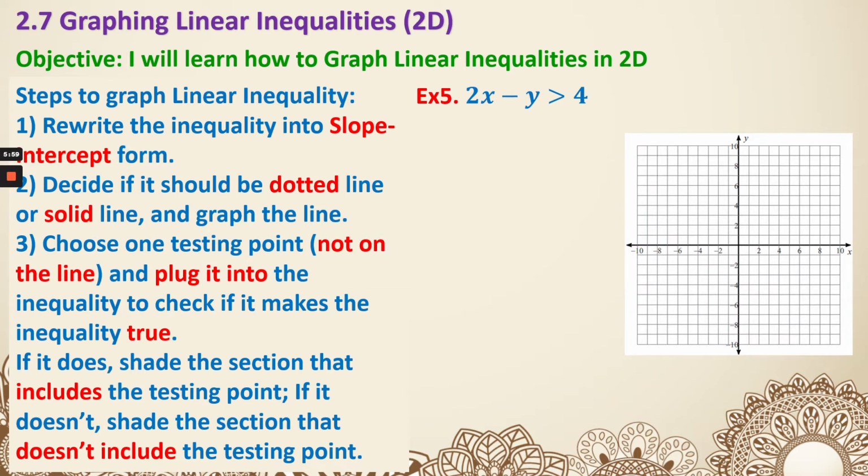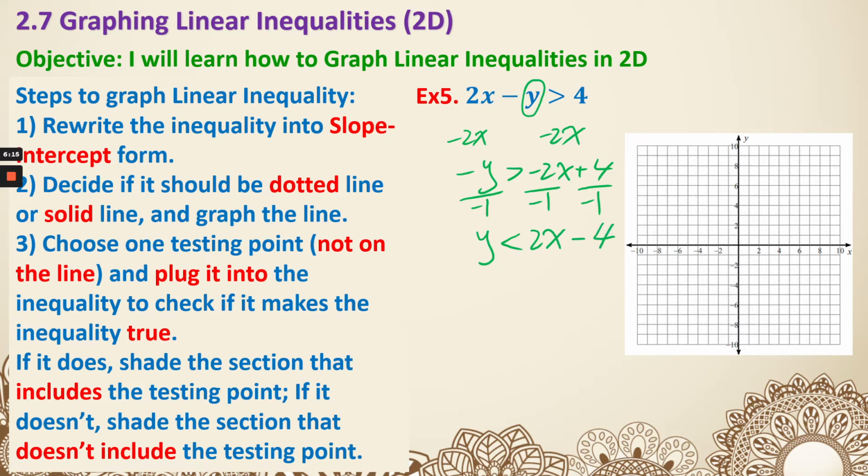Now, number 5. Solve for y, so subtract 2x on both sides. So negative y is greater than negative 2x plus 4. You're going to divide everything by a negative 1. So y is less than, that's negative 2x over negative 1, so 2x. That's 4 over negative 1, so minus 4. So negative 4 is right here. And 2x is 2 over 1, up 2 over 1, up 2 over 1. We are going to get a lot of points.